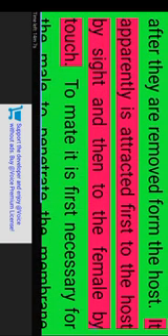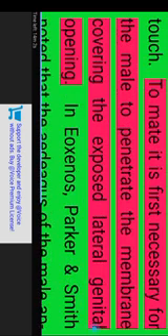Extended observations were made by Kirkpatrick, 1937 AB, on the mating behavior of Coreoxenos. The male is strongly attracted to the host insect, even if it is unstylopized, and is not at all attracted to females of its own species after they are removed from the host. It apparently is attracted first to the host by sight and then to the female by touch. To mate, it is first necessary for the male to penetrate the membrane covering the exposed lateral genital opening. In Eoxenos, Parker and Smith noted that the edagus of the male apparently penetrated the body all along the median ventral line rather than the genital opening on the seventh segment.